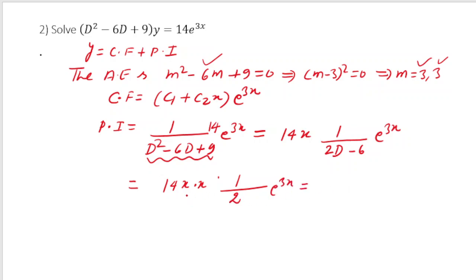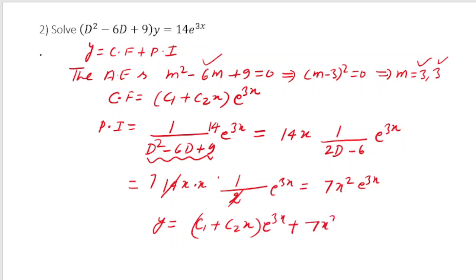Now you can clearly see that there is no operator term left, and here it is 14 and here it is 2, so these two terms will cancel. I will get 7. So what I got is 7x square e to the power 3x. So what is the general solution? The general solution is c1 plus c2x, e to the power 3x, plus the particular integral, that is 7x square e to the power 3x.